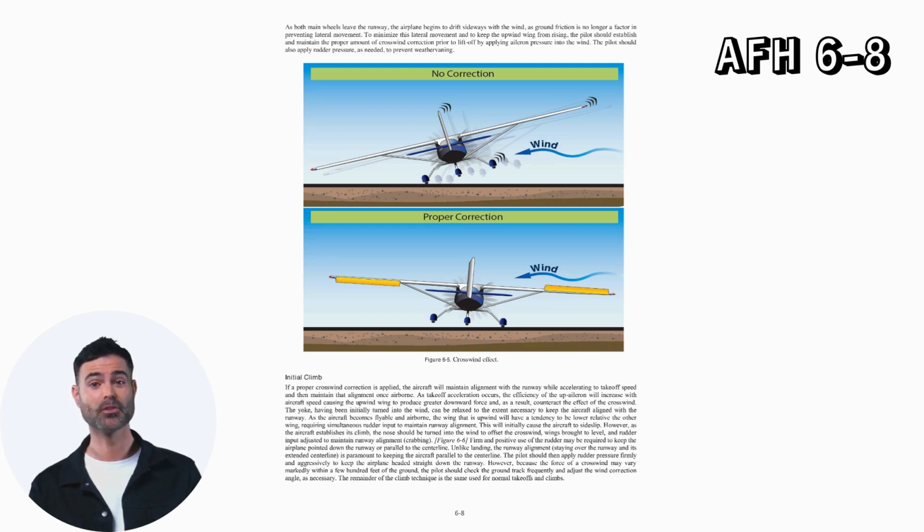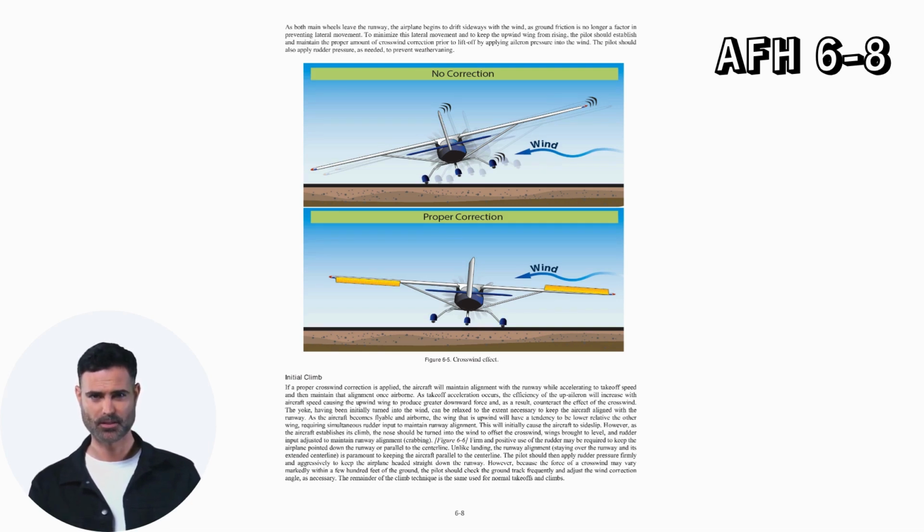Firm and positive use of the rudder may be required to keep the airplane pointed down the runway or parallel to the center line. Unlike landing, the runway alignment, staying over the runway and its extended center line, is paramount to keeping the aircraft parallel to the center line. The pilot should then apply rudder pressure firmly and aggressively to keep the airplane headed straight down the runway.